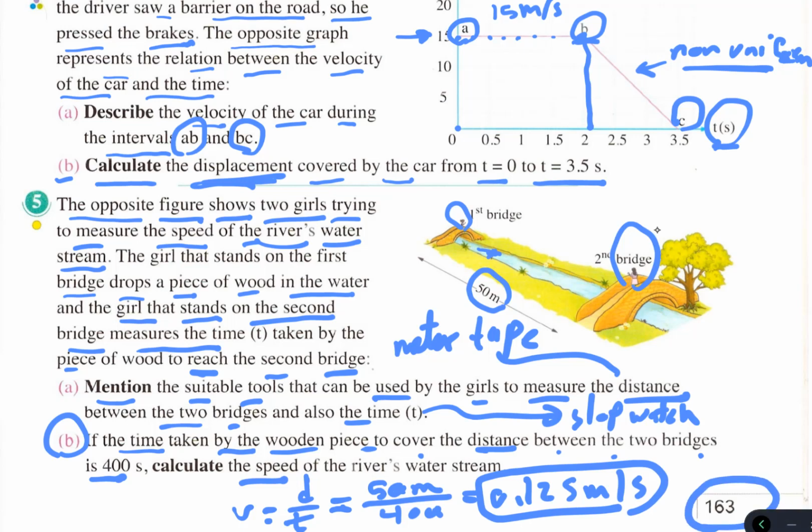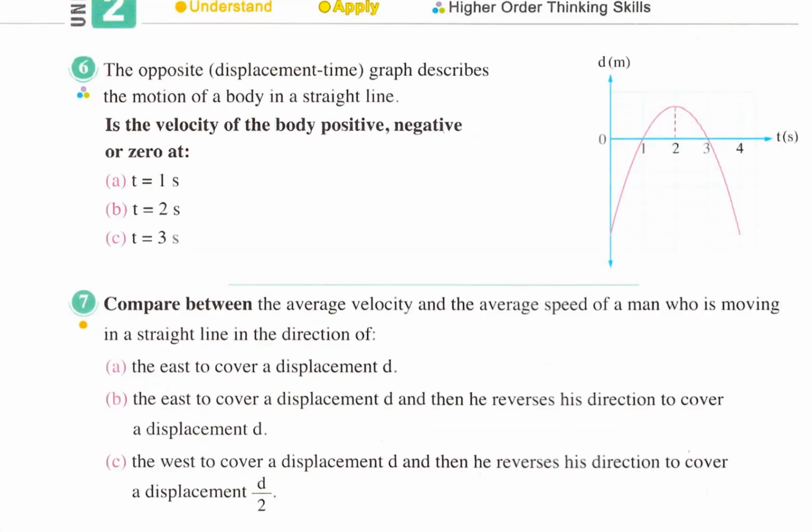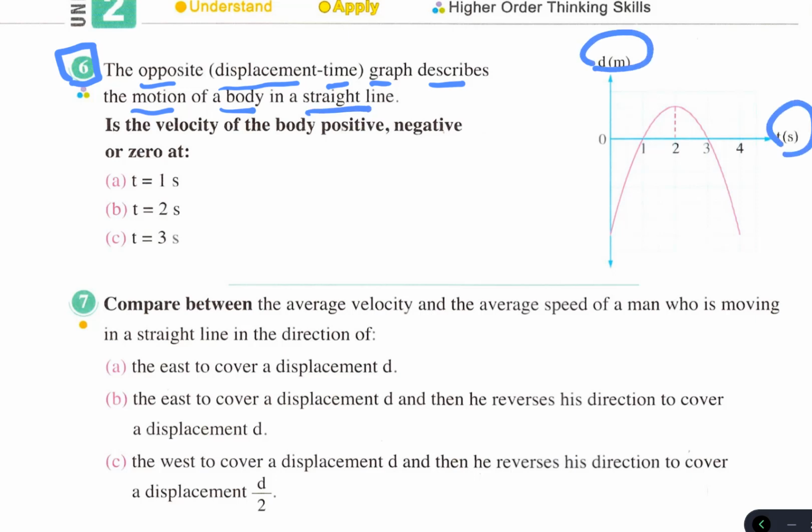Let's go to the next page, 163, 164. Number 6. The opposite displacement-time graph describes the motion of a body in a straight line. This is displacement and this is time. Is the velocity of the body positive, negative, or zero at t equals 1? T equals 1 here, so we need to make a tangent, and as you see, the slope of this tangent is positive. Right, guys? Positive.